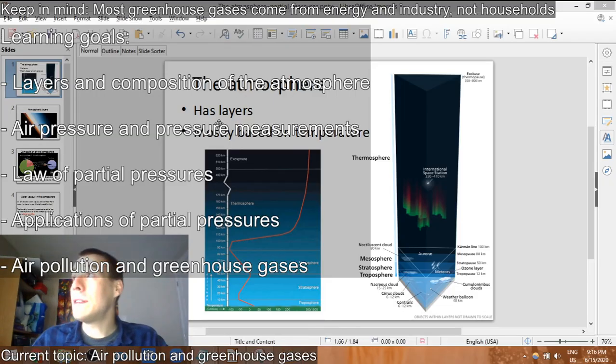We have covered layers and composition of the atmosphere, air pressure and pressure measurements, the law of partial pressures, some applications of partial pressures, the Apollo 1 fire, and the bends. We talked about why your knuckles crack. This is fun. And then air pollution and greenhouse gases. We ended on a bummer.